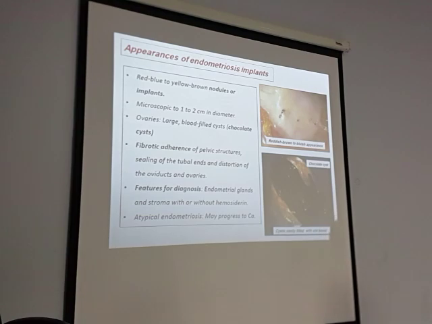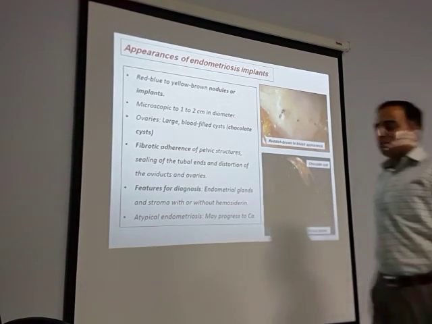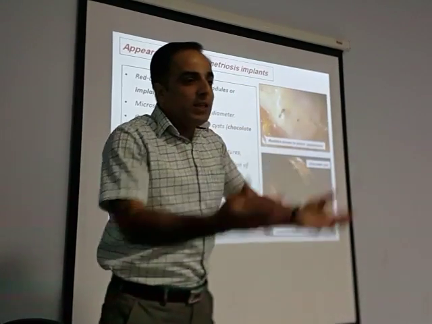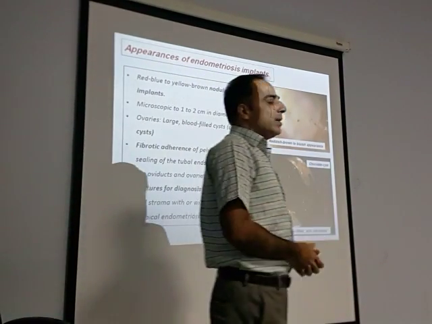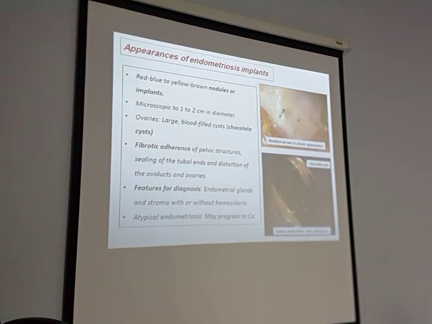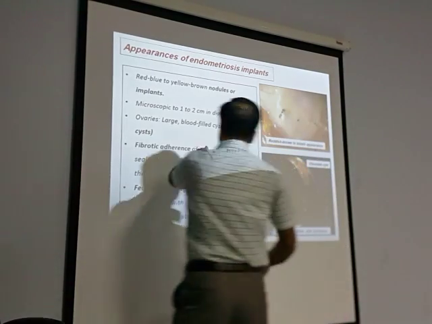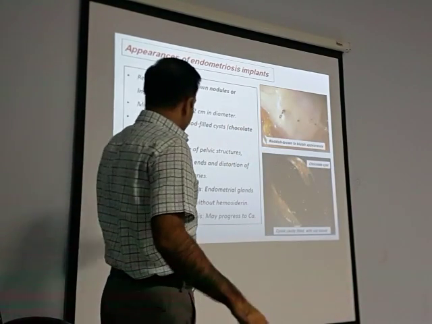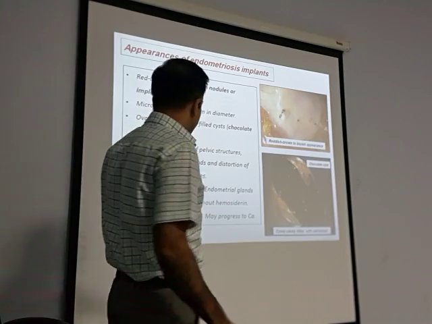It doesn't mean this is a bad thing. So chocolate cysts are there, and because of this endometrial tissue, which is an abnormal tissue, there will be inflammation. Whenever there is inflammation, it will be healed by fibrosis. So there will be fibrotic adhesions between the pelvic structures, between the intestines. So fibrotic adherence between the pelvic structures will be there. This is the complication.